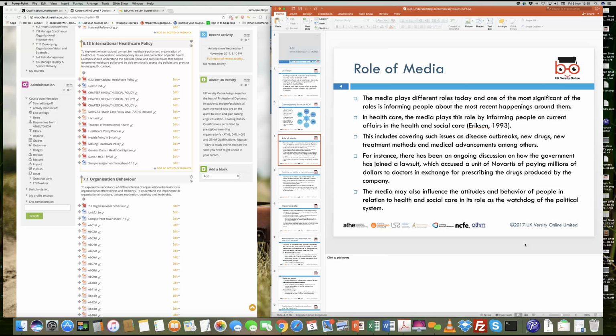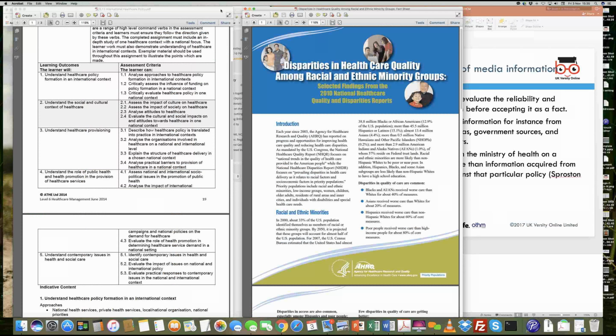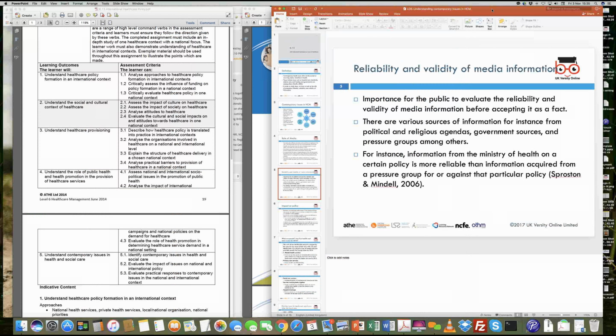So there is a very important role which media plays, in particular when we look at the healthcare system. One of the key things that you will need to remember is obviously the Freedom of Information Act. The Freedom of Information Act allows the media to pull out information and share that in the public domain under this act, which was introduced in 2010.